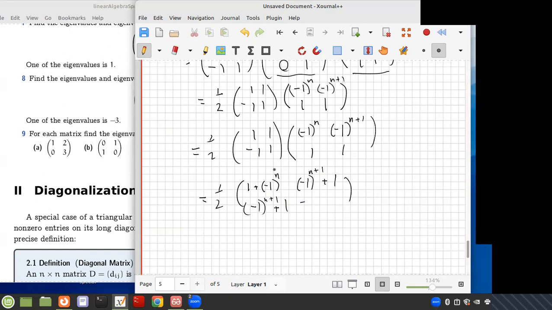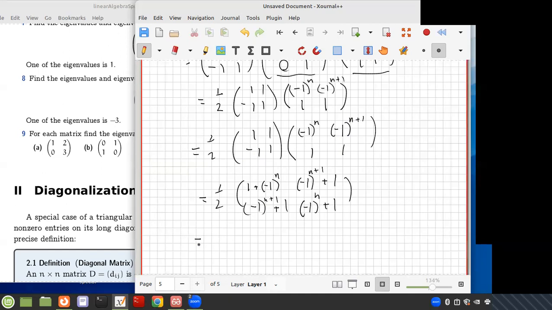And the second one here, let me see, let's do this. This one was minus times (-1)^n. That's minus (-1)^(n+1) plus 1. The second row times this one is -1 times (-1)^(n+1). But that's (-1)^(n+2). But (-1) squared is just 1. So this is going to be (-1)^n plus 1.